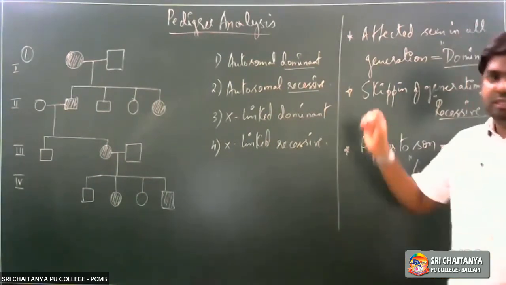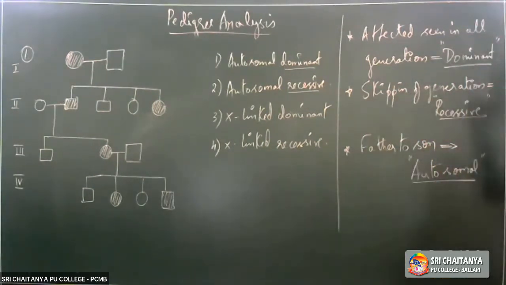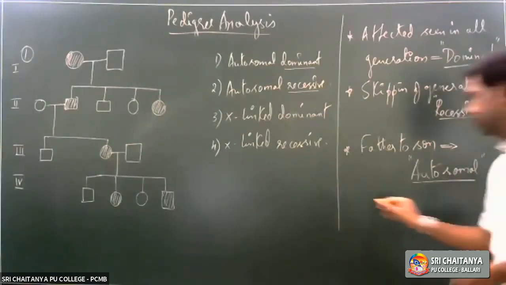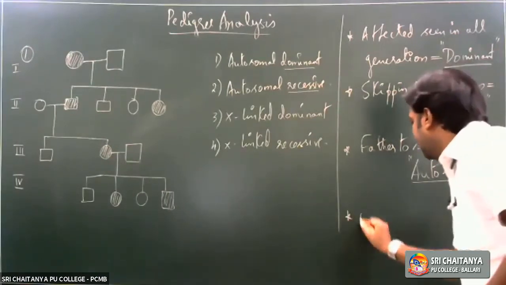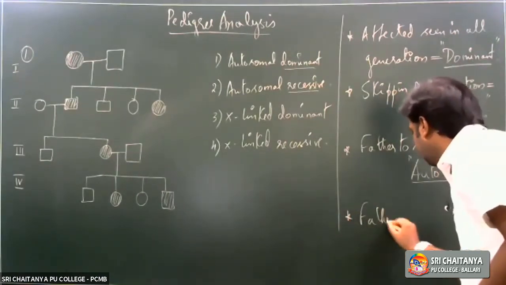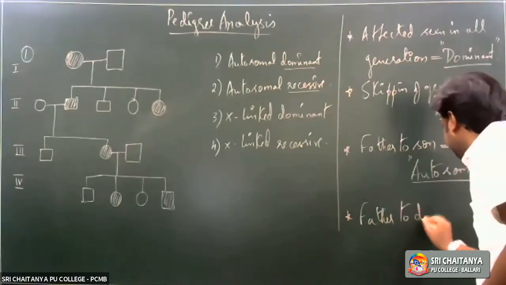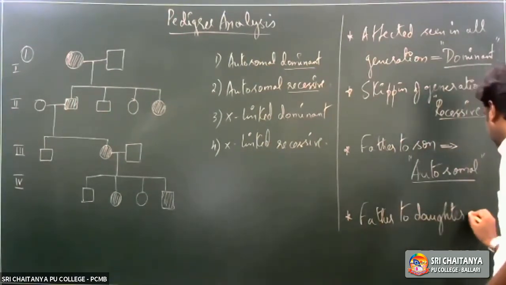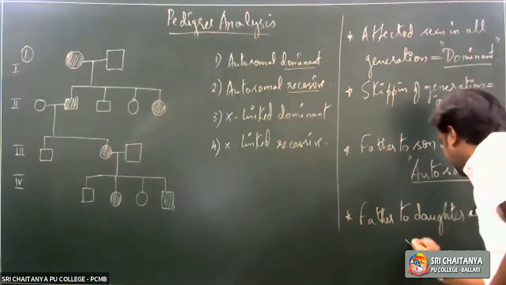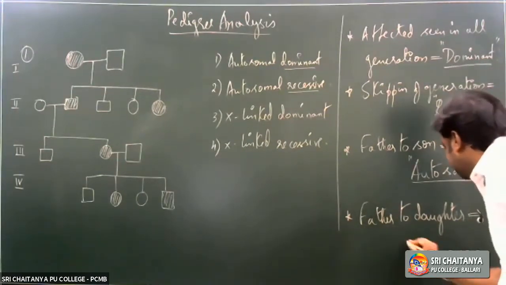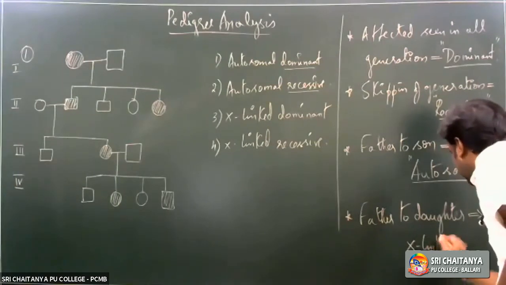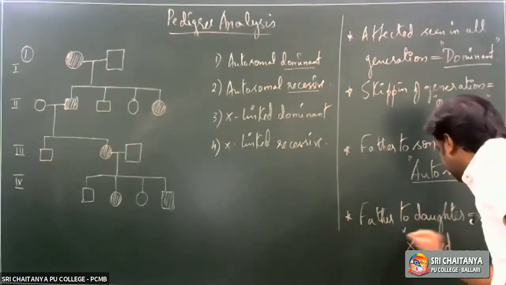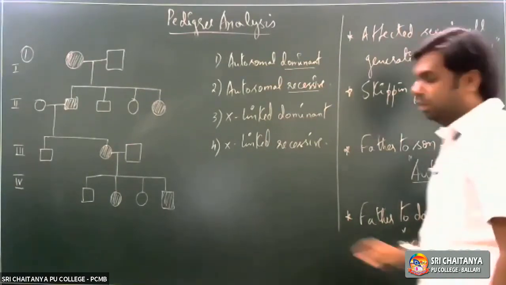So if the disease condition is being passed on from the father to the son, it would be an autosomal disorder. One more: if the disease condition is passed on from the father to the daughter, that condition would be an X-linked condition. So this is what we have.